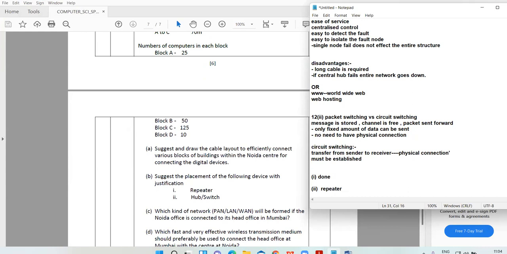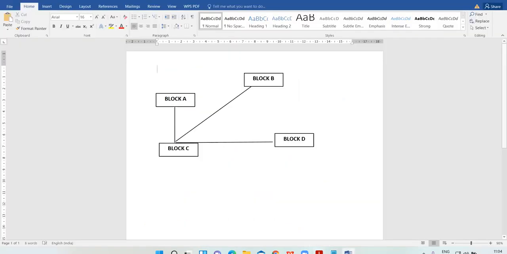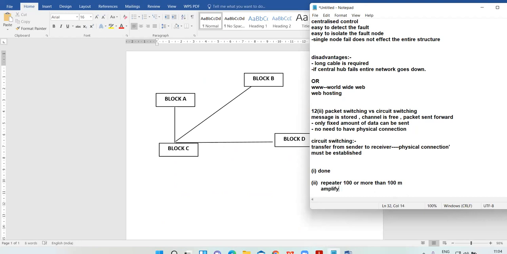Now we have second part, repeater. Dekho beta, see the straight sa answer hai. Repeater will be placed at that area in those buildings where distance is 100 or more than 100 meter. अब डिस्टेंस 100 मीटर कहां से है? बी टू सी 120, सी टू डी 100, ए टू डी 170, बी टू डी 150. Where distance is more than 100 meter repeater will be installed there because repeater is used to amplify the signal. Amplify means refresh the signal. Okay, जहां डिस्टेंस 100 और 100 मीटर से ज्यादा है रिपीटर वहां पे प्लेस होगा.